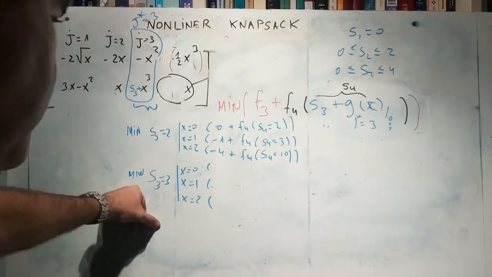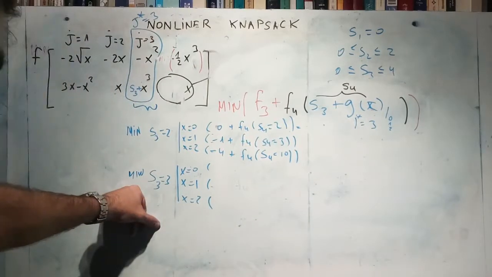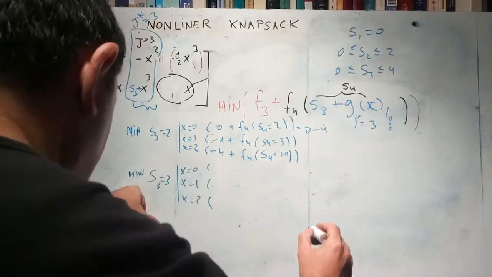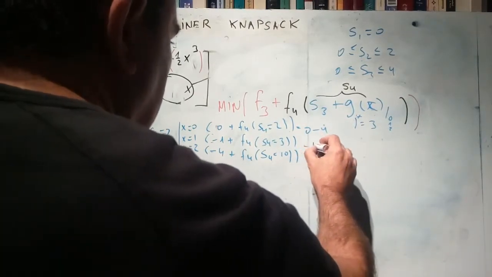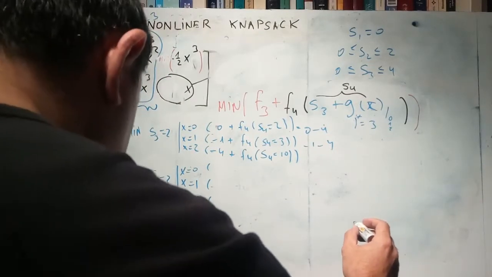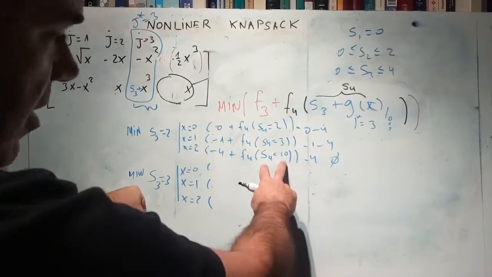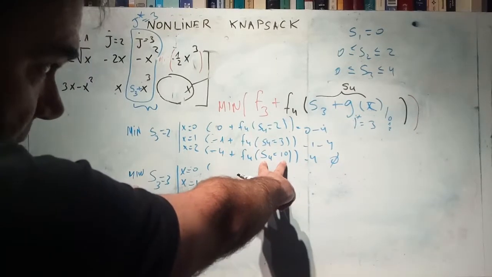Okay, and we have done. This is giving us 0 minus 4, the first. The second is giving us minus 1 minus 4, minus 1 minus 4, and the third is giving us minus 4, and it does not exist for a value of S4 being 10, because it ended in 5 again.